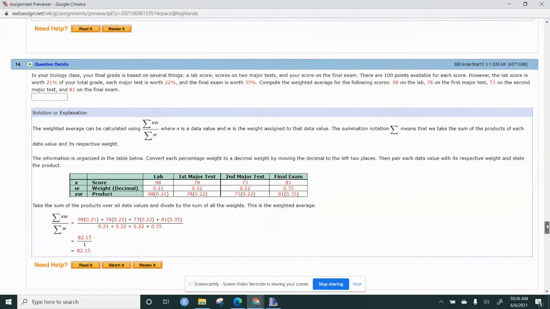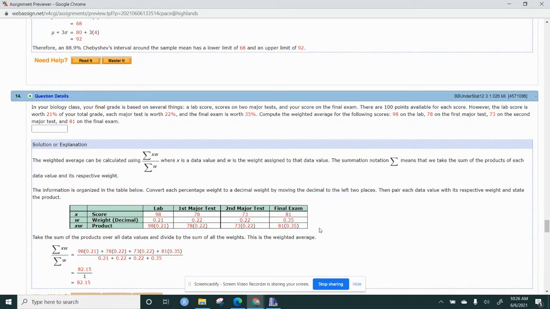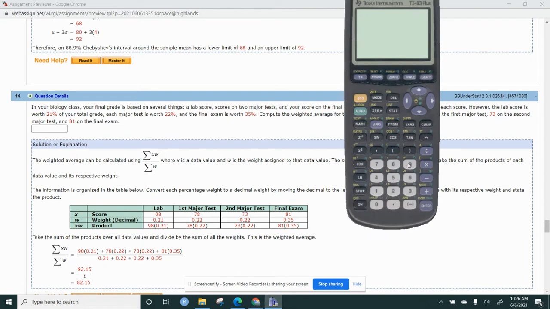So let's go ahead and look at number 14, and it shows you how to do it. I'm just going to show you how I do it in the calculator. It might make it easier.